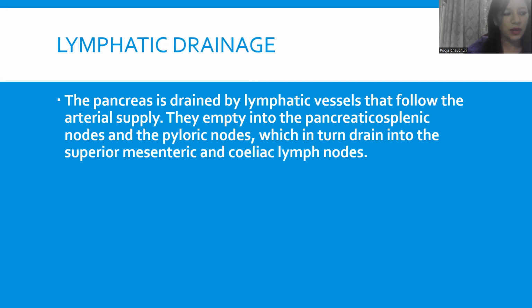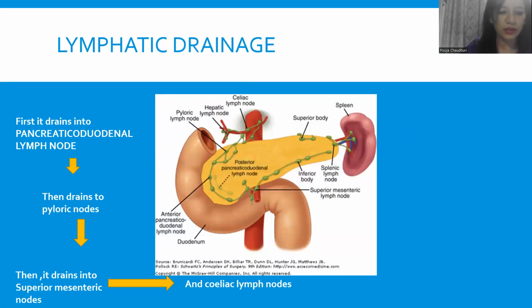Next is the lymphatic drainage, and basically the lymph is drained from the body and the tail of the pancreas via the lymphatic vessels that empty into the pancreatico-splenic lymph nodes located along the splenic artery. So the pancreas is drained by lymphatic vessels that follow the arterial supply, and they then empty into the pancreatico-splenic nodes and pyloric nodes, which in turn drain into the superior mesenteric and celiac lymph nodes. So this is how the lymphatic drainage flow chart has been shown over here.